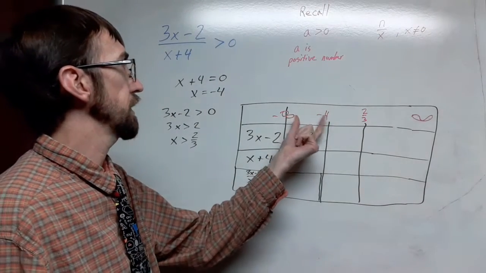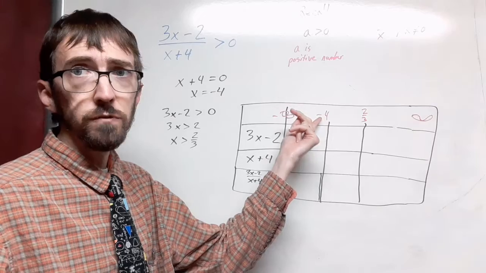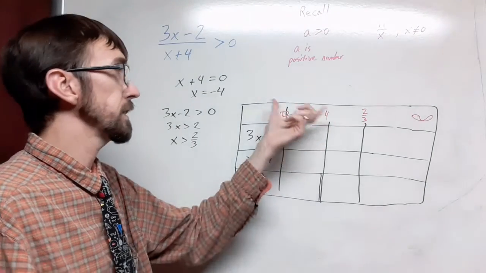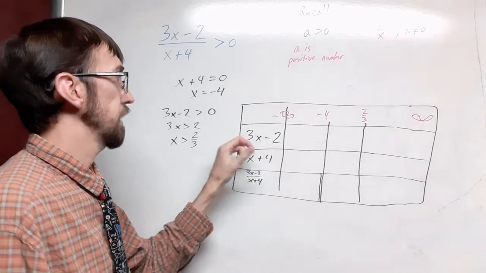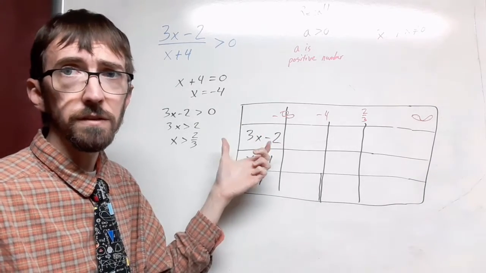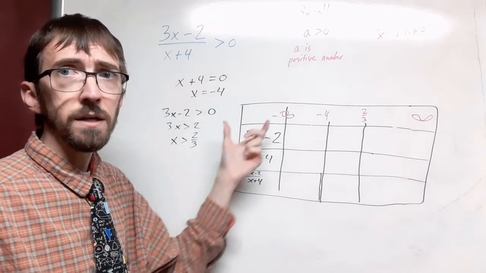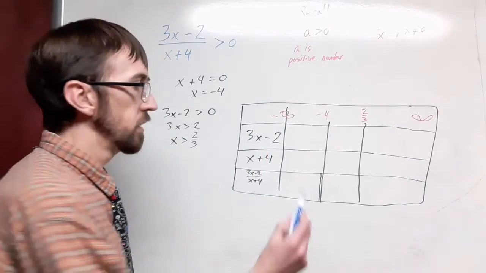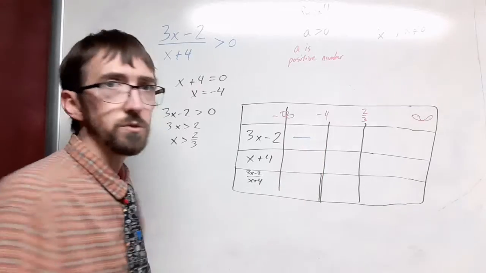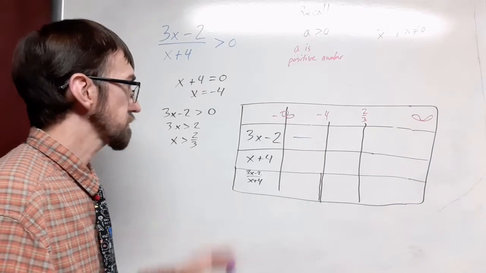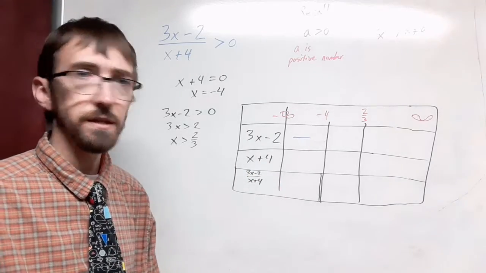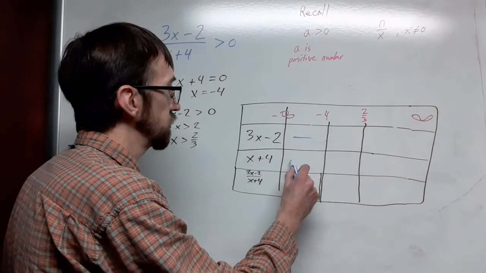So negative 5 would be the next integer value that's between negative 4 and negative infinity. If I plug negative 5 into here, I have 3 times negative 5 is negative 15. Negative 15 minus 2 is negative 17, so that is a negative number. So in my chart is going to go a negative. If I put negative 5 in here, negative 5 plus 4 is negative 1, so that's also negative.